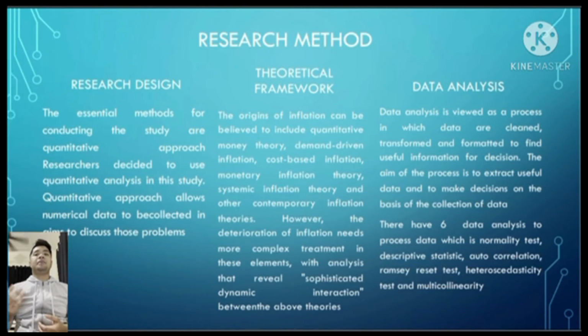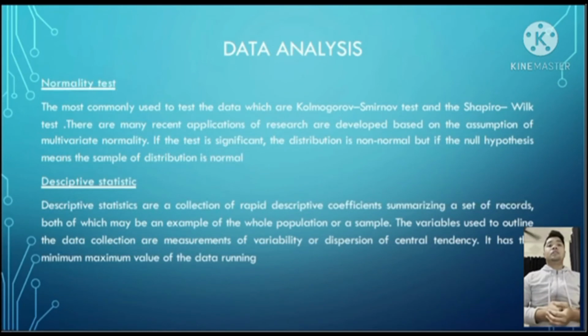heteroscedasticity test, and multicollinearity. Okay, for the normality test, the most commonly used tests are the Kolmogorov-Smirnov test and the Shapiro-Wilk test. There are many recent applications of research developed based on the assumption of multivariate normality. If the test is significant, the distribution is non-normal, but if the null hypothesis holds, the sample distribution is normal.